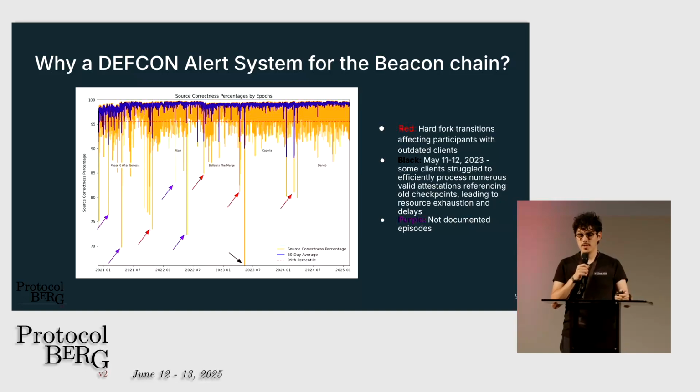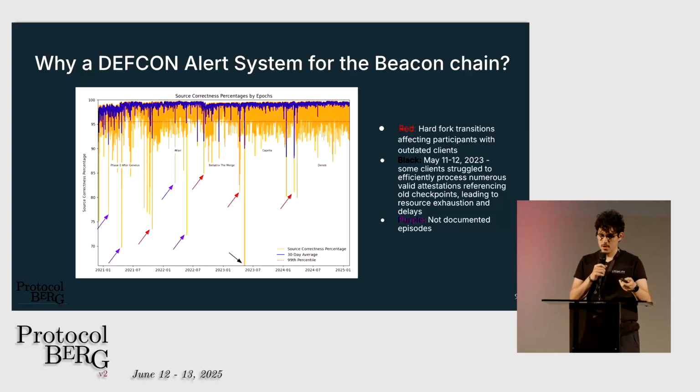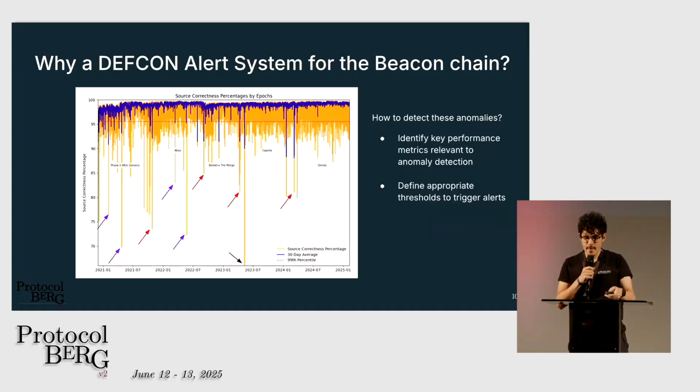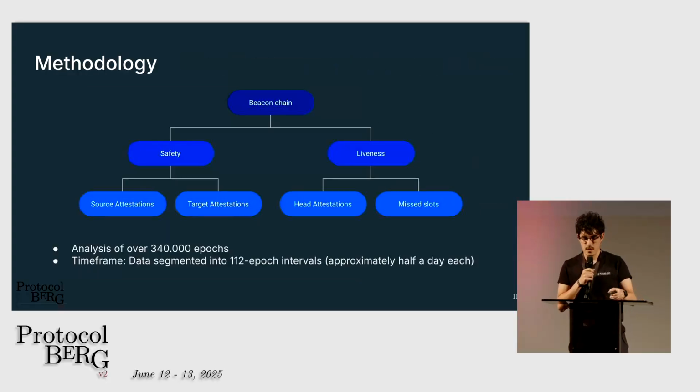So that's why we decided to create a DEFCON alert system, so we can have different levels of alert, saying, "Hey, be careful, correctness percentage is not going as well as expected." So how to detect these anomalies? Well, first we need to identify key performance metrics, and then we needed to define thresholds for each level.